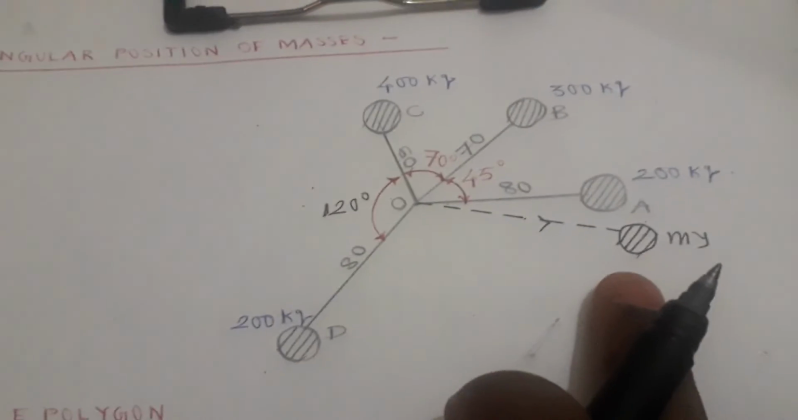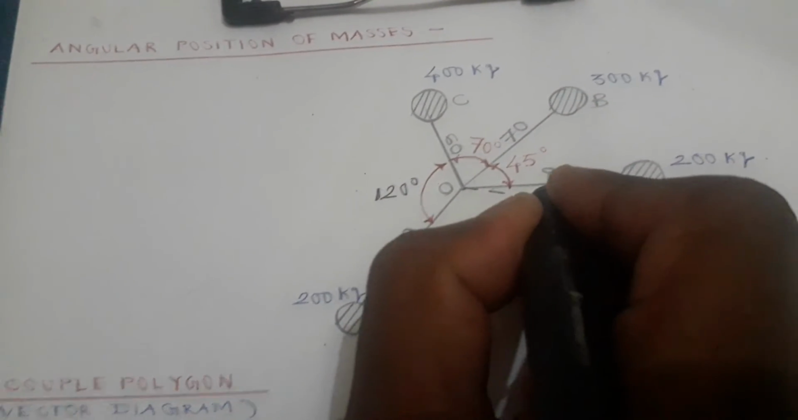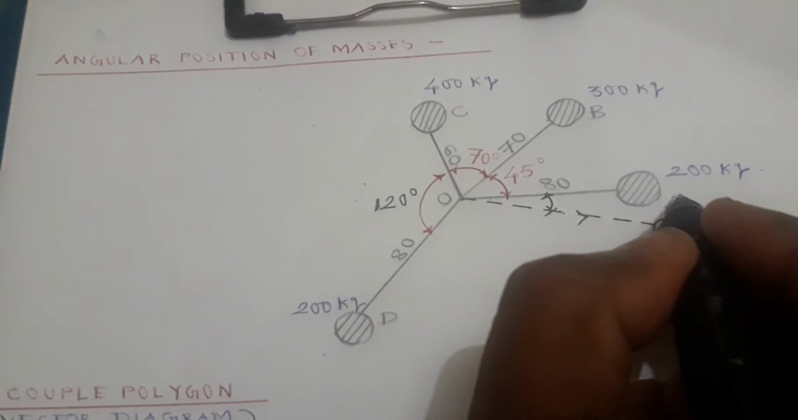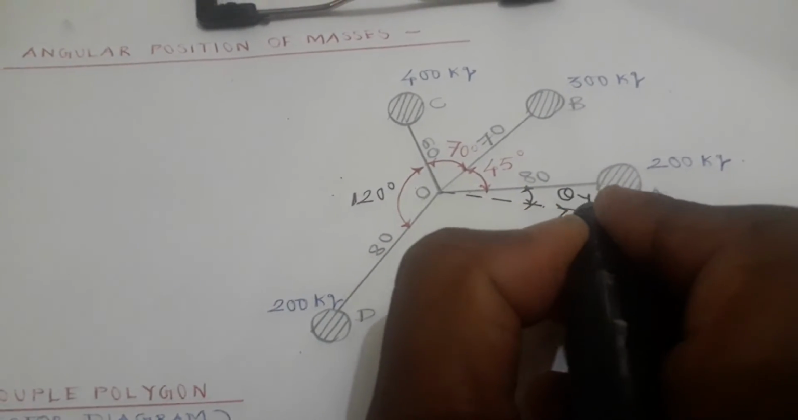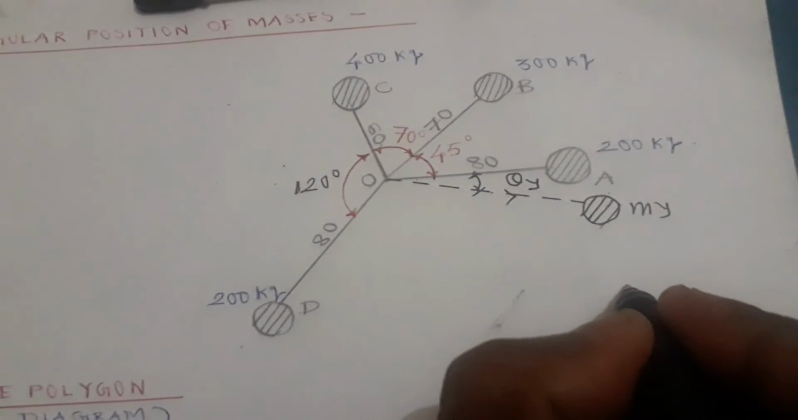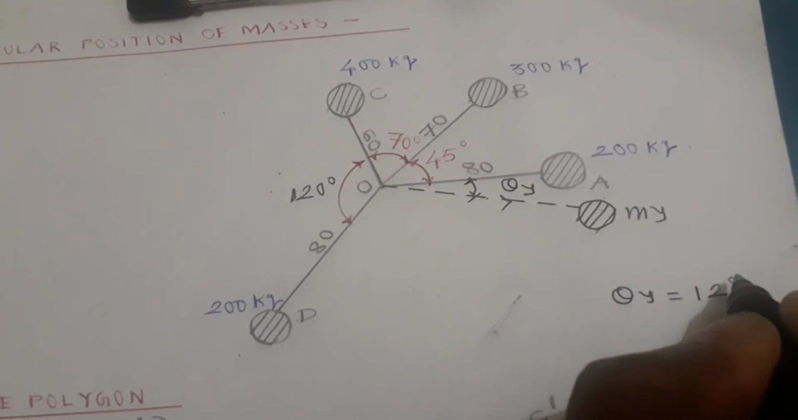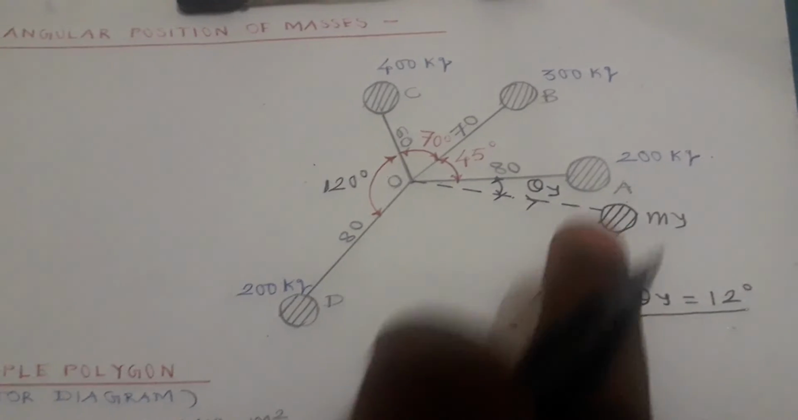The position of this mass 182.5 kg in the y plane, and the angular position if you measure from mass A in the clockwise direction, is in terms of theta y. If you measure this angle, we get theta y equal to 12 degree, in the clockwise direction from mass A.